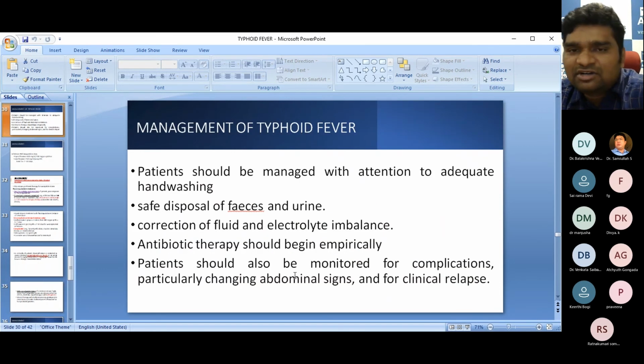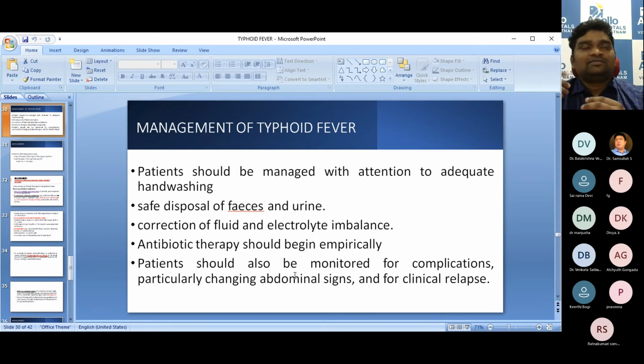And management of typhoid fever. First, adequate hand washing while handling the patient, safe disposal of feces and urine, and correction of the patient's fluid and electrolyte imbalances. Antibiotics should be begun empirically as early as possible. The patient should also be monitored for complications.